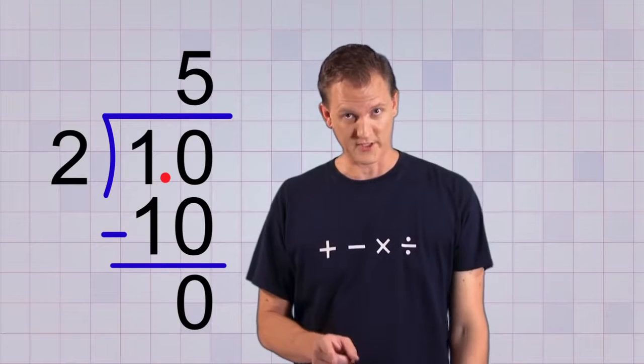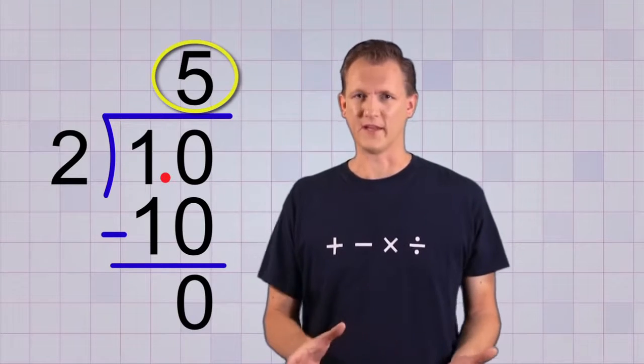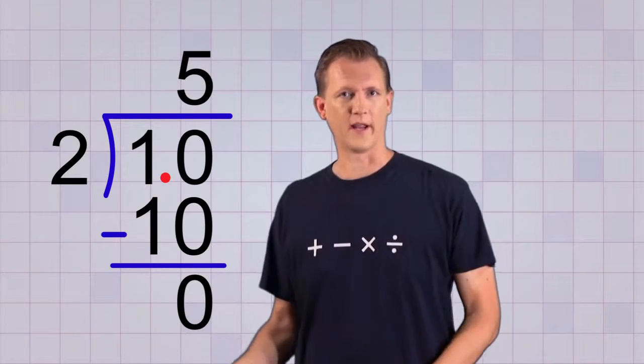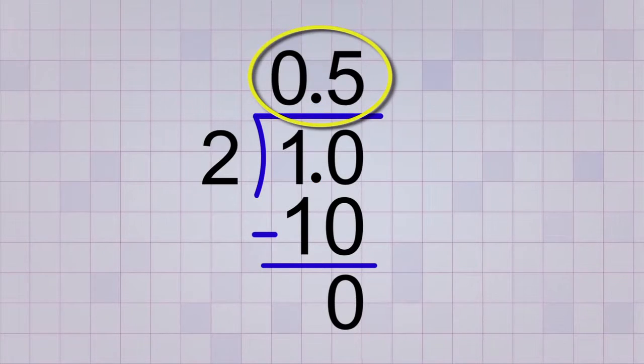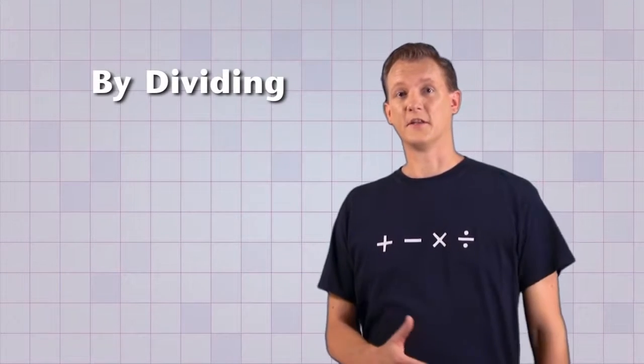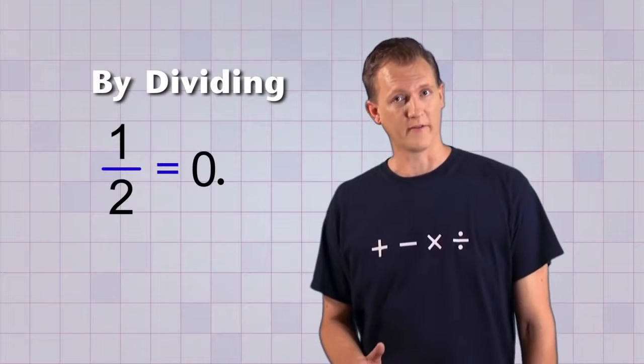We've got that decimal point to deal with. And we know that 5 can't be the answer because 5 is bigger than 1/2. We just need to include the decimal point in our answer for it to be correct. We put it directly above the decimal point in our problem. There. Now our answer is 0.5, or .5, which is the more proper way to write it. So by dividing, we figured out that the decimal value of 1/2 is 0.5.